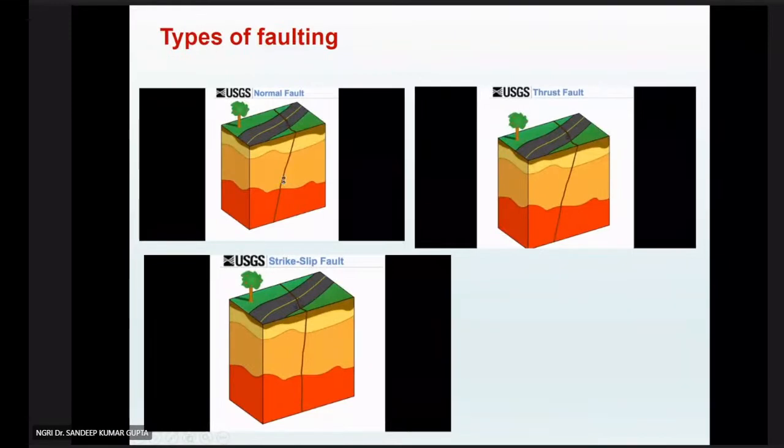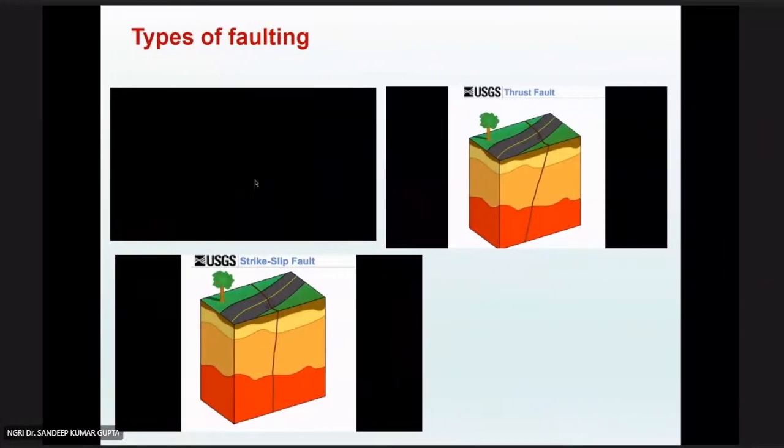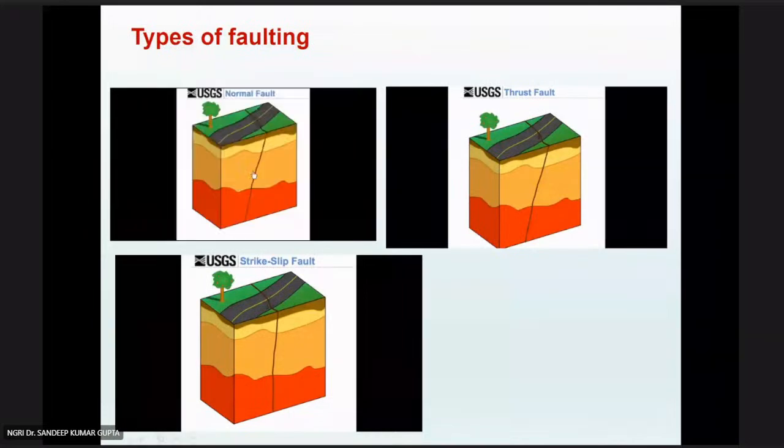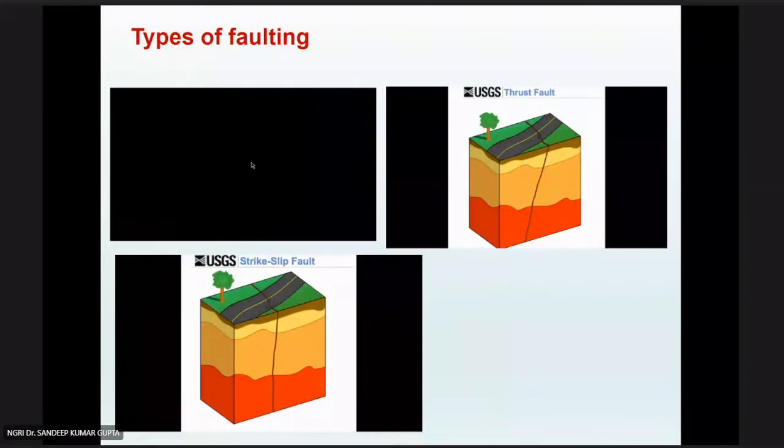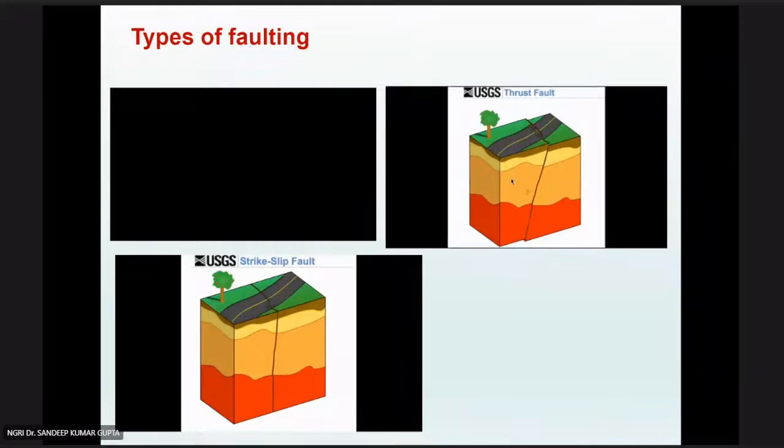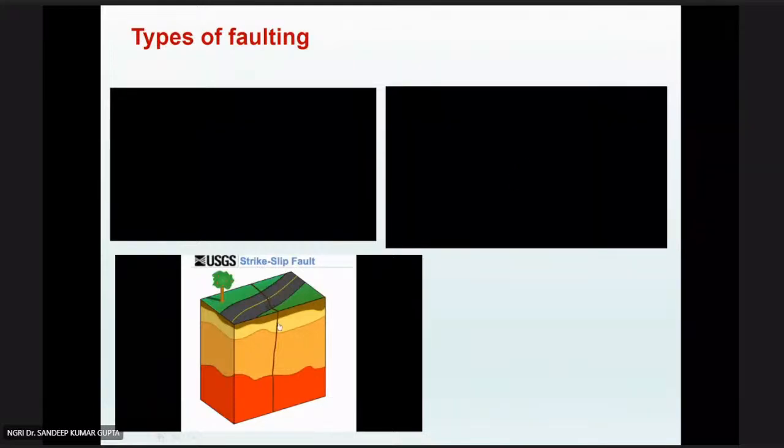This is called the normal fault, where you can see one block slides down. Again, one block is sliding down. In this, one block is going up, and in this, you can see that one block is sliding past another one. So based on these faulting, we characterize the earthquakes.